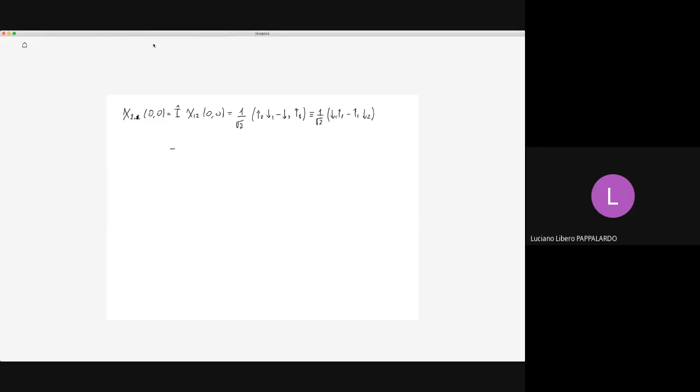But this is opposite to the original spin component. So it is minus 1 over square root of 2 times (1 up, 2 down minus 1 down, 2 up). So this is minus chi_12(0,0). And this corresponds to saying that the singlet state is antisymmetric.